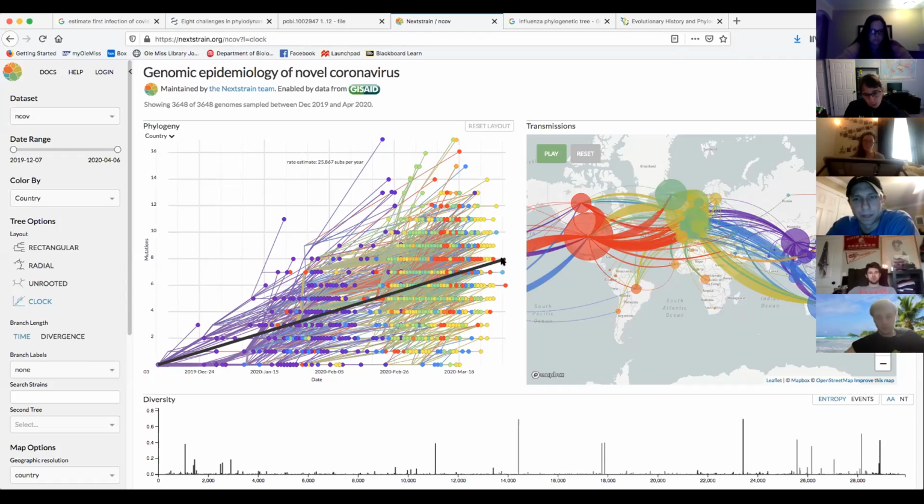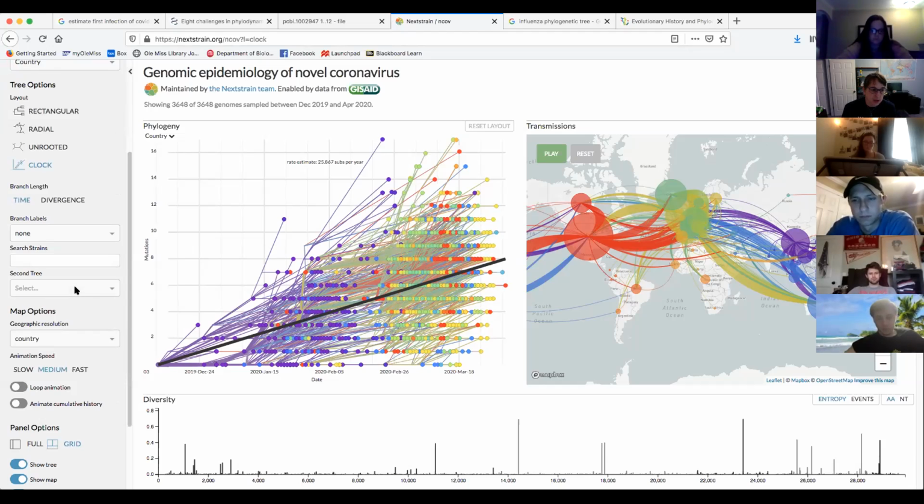And that should be the slope of that line. Okay. You can look at a whole bunch of stuff on here, which a lot of people are doing. You can do this by country. You can do it by location.